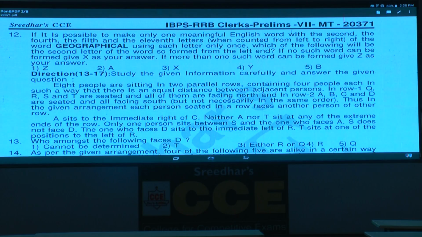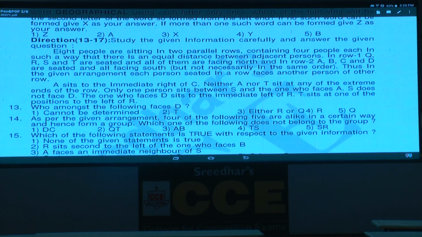Now questions 13 to 17. How many people are there? 8 people. 8 people are seated in 2 parallel rows containing 4 people each, in such a way that there is an equal distance between adjacent persons. How many persons are there in each of these rows? 4 persons. Who are the persons in the first row? In row 1, Q, R, S and T, and all of them are facing towards north.